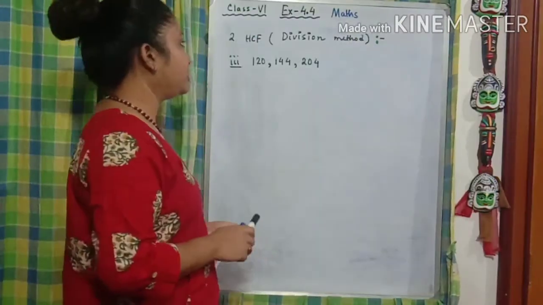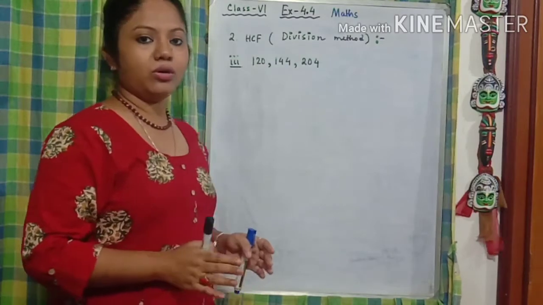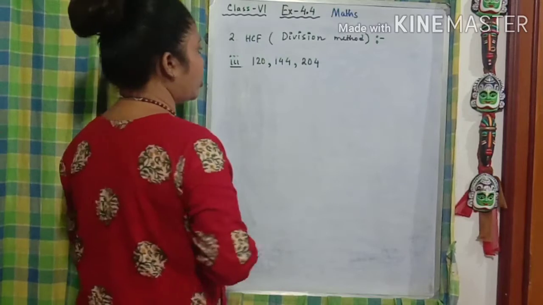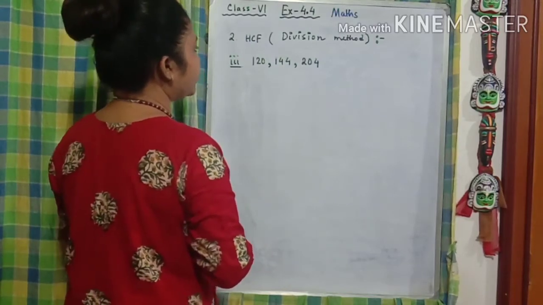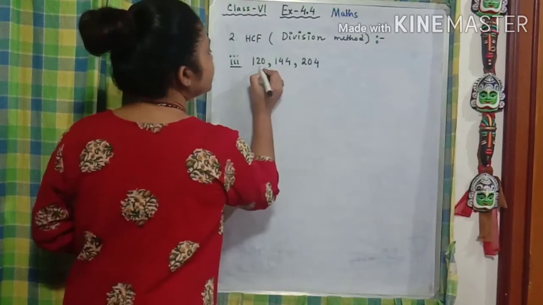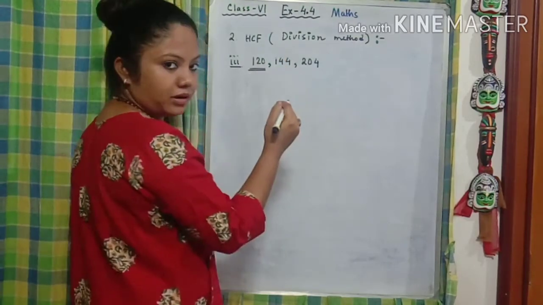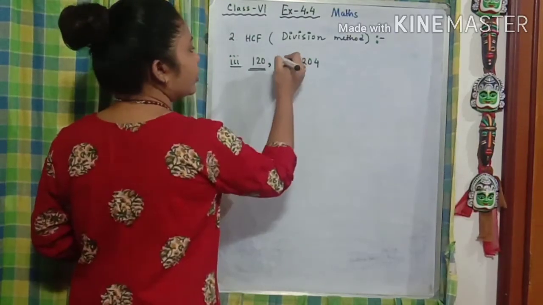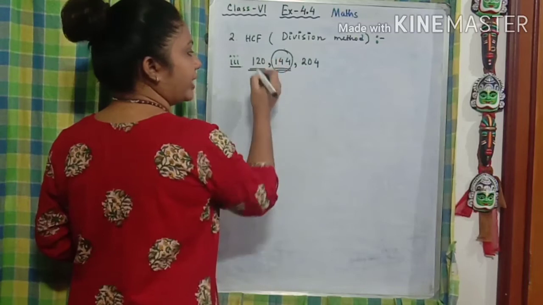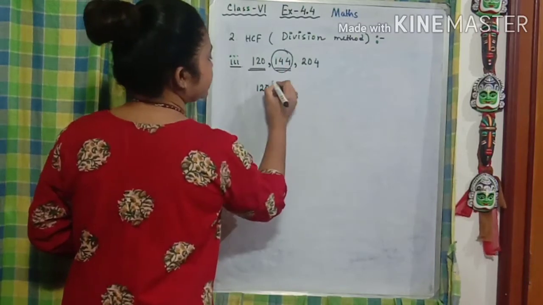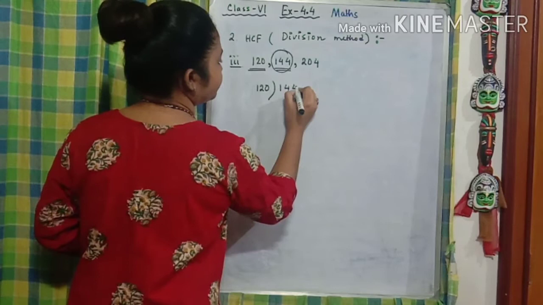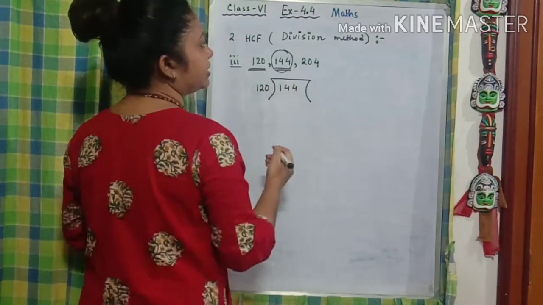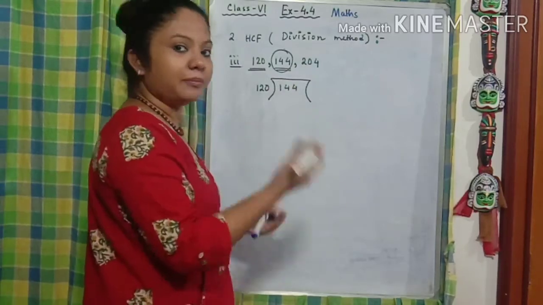Now for the second one, we are going to follow the division method and find out the HCF between these three numbers. Okay, so for that, we are going to consider first the least number between these three numbers and the second least number. So we are going to divide 144 by 120. So let's get started with the division. And generally I have said this division method is applicable for those numbers which are bigger.